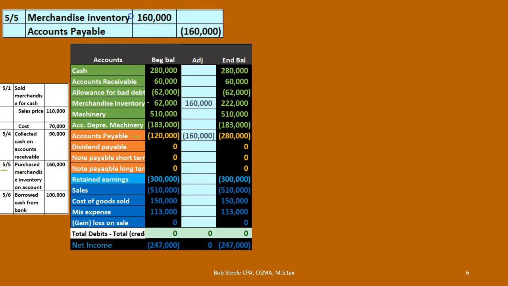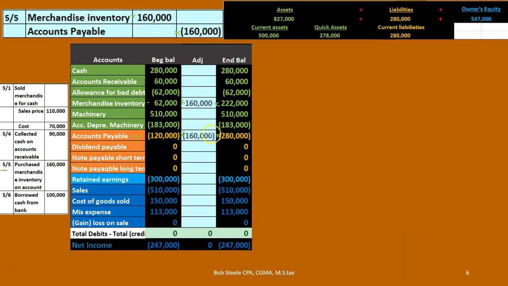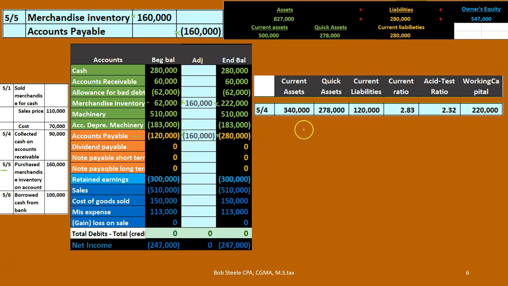If we think through that, then if we post that, the merchandise inventory is going to go from a debit here. We're going to post the 160 and bring it up to this 222,000. The accounts payable has a credit here, so it's a credit of 120. We're crediting it again, making it go up to the 280,000. All right, so let's break that out in terms of our accounting equation, and let's compare it to where we were last time. All right, so if we think about our total assets, which are all the green accounts, we know that that, of course, went up.